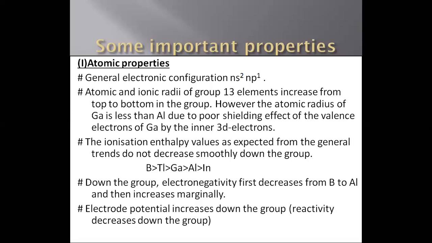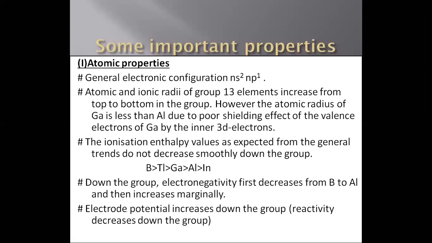We know that every element has a general electronic configuration for a particular group. Every group of elements is categorized into having a particular electronic configuration with their inert gases. And this group of elements, that is 13 group elements, have a general electronic configuration as ns2 np1. This is their outermost valence shell along with their inert gases.